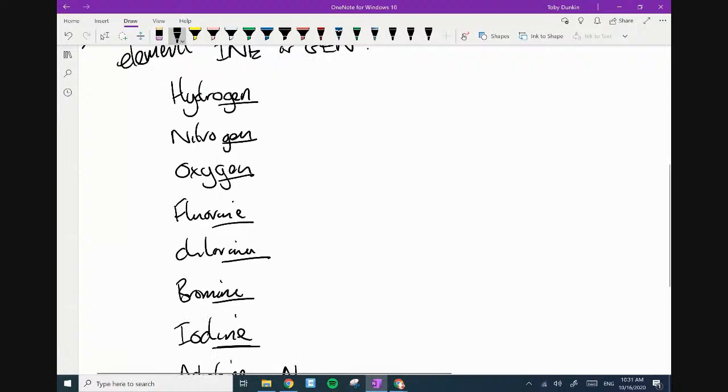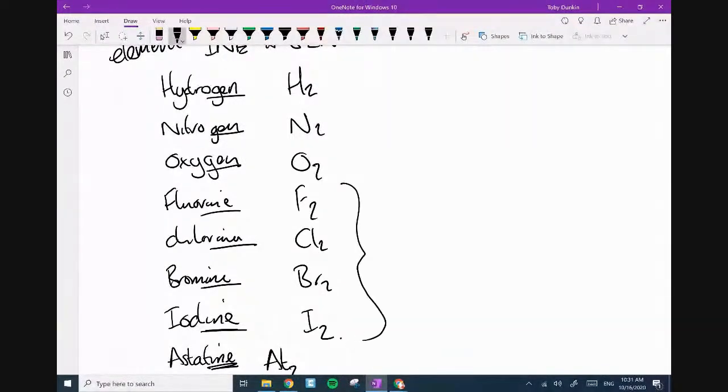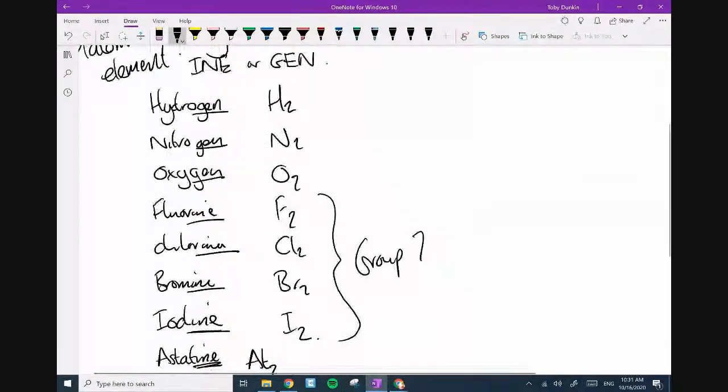So we know our diatomics. Let's do formulae. N2, H2, O2, F2, Cl2, Br2, and I2. We'll have to do an entire topic on group 7. This is group 7. Group 7 are important, and you've got to know these guys. You did them at GCSE as well, but always nice to remind you that these are important elements.